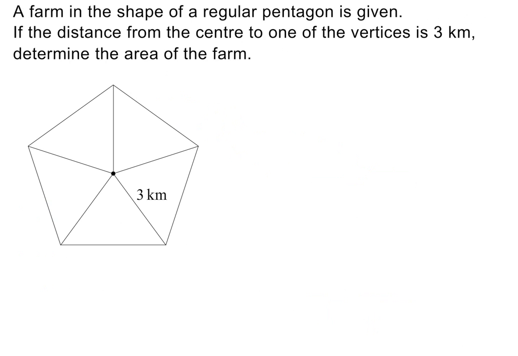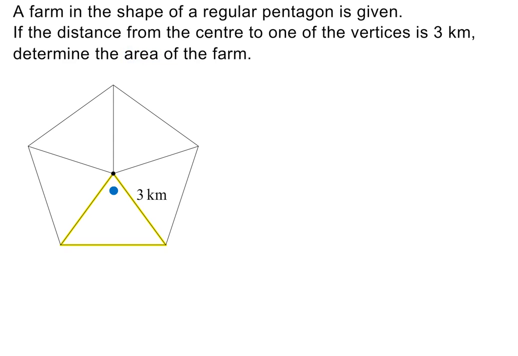Let's do another example together. A farm in the shape of a regular pentagon is given. If the distance from the center to one of the vertices is 3 kilometers, determine the area of the farm. Because this question involves area, we will need to use the area rule. For this, we will need a triangle in which we know the lengths of two sides as well as the size of the included angle.